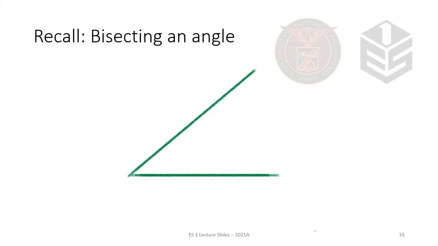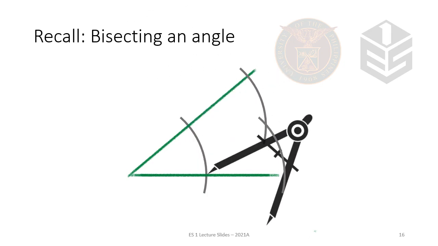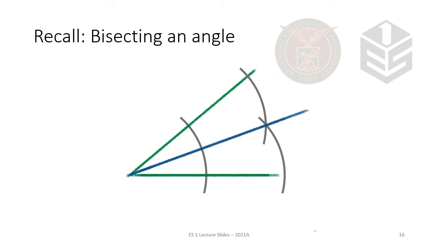Now, before we proceed, let us recall how to bisect an angle. So, we first strike an arc with the center on the vertex. The arc must intersect the two legs, the two rays of the angle. And then, we draw these two arcs. And then we form the angle bisector.